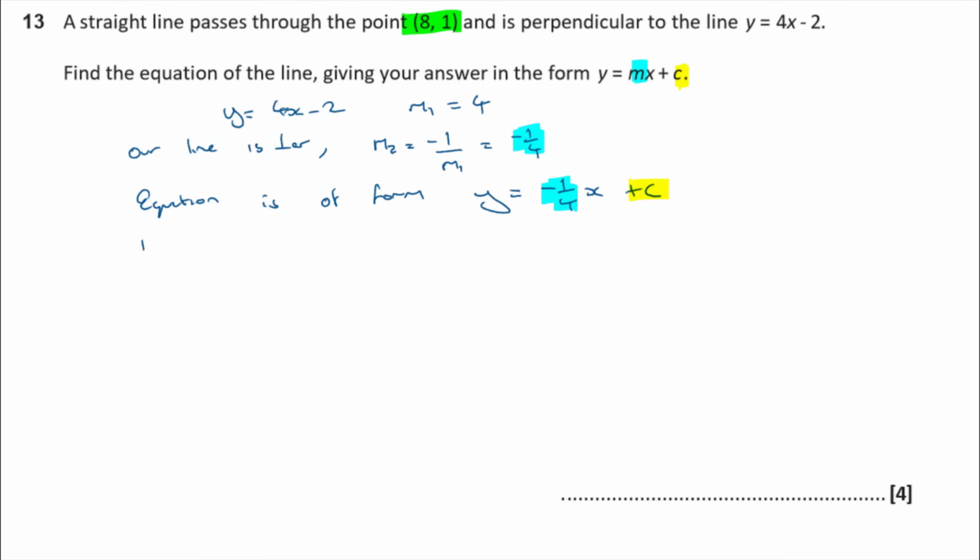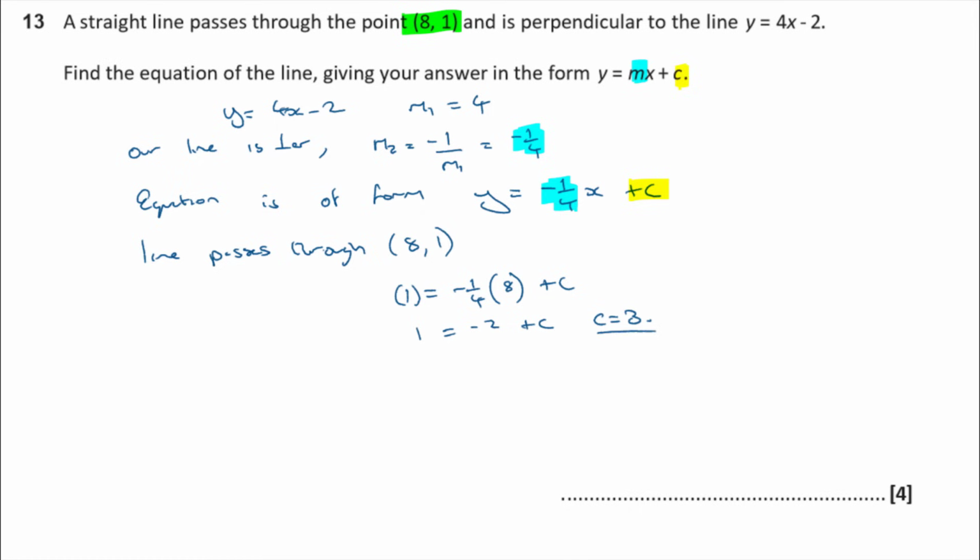The line passes through the point (8, 1). Subbing those values into the line, 8 is the x value and 1 is the y value. So 1 is equal to minus a quarter lots of 8, plus c. Minus a quarter lots of 8 is minus 2. So I've got 1 equals minus 2 plus c. Adding 2 to both sides, you can see that c is equal to 3.